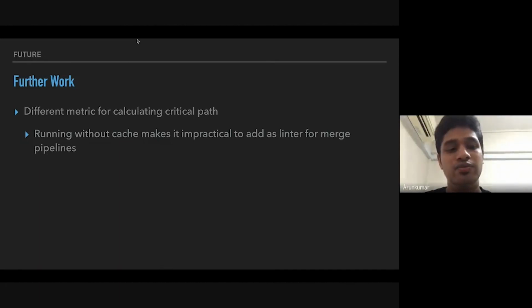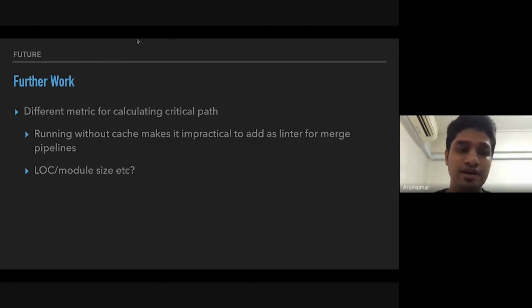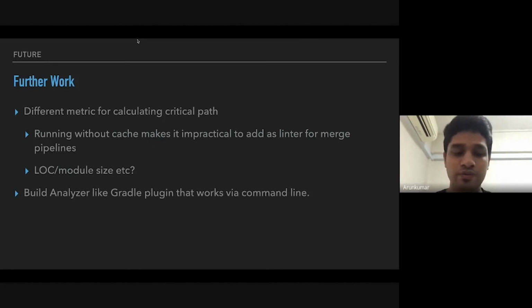But in our case, it was not possible, because we were relying on caching and up-to-date checks, right? So this makes it impractical to build it. So we only run it as part of a scheduled job. However, are there any other metrics that you can use? For example, LOC per module or something like that, which needs to be explored, which we prefer to do.